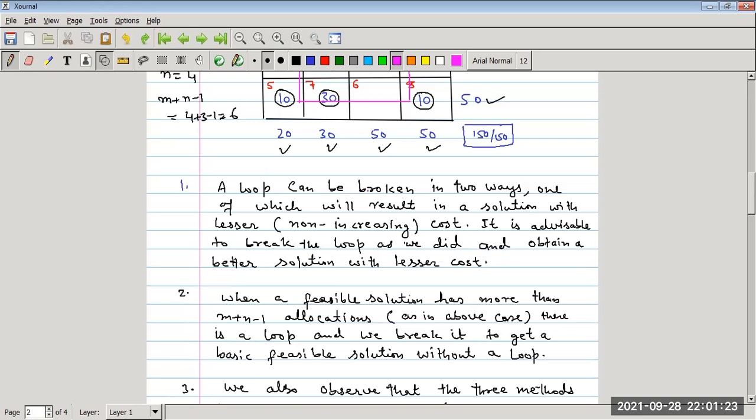A loop can be broken in two ways, one of which will result in a solution with lesser cost, that is, non-increasing cost. It is advisable to break the loop as we did and obtain a better solution with lesser cost. So first we have to break the loop, and the purpose for breaking the loop is to reduce the transportation cost.